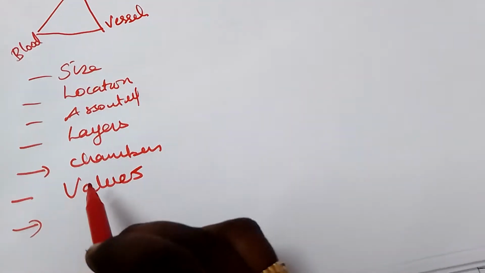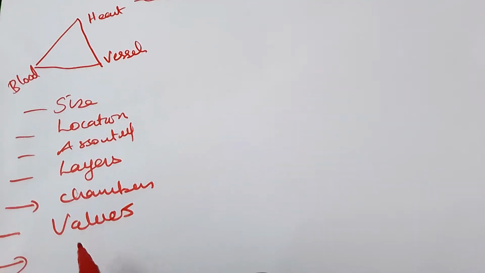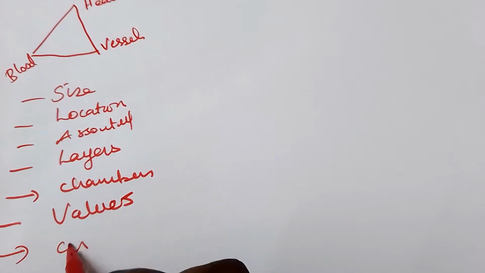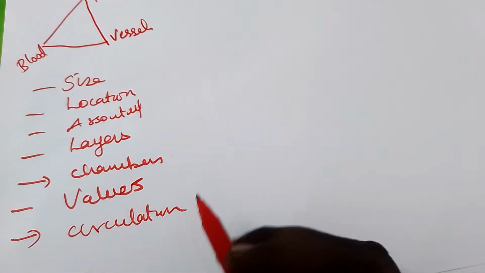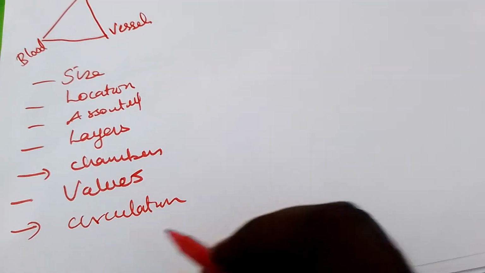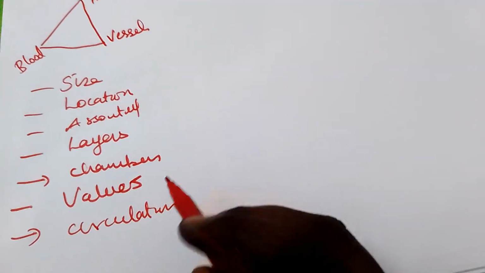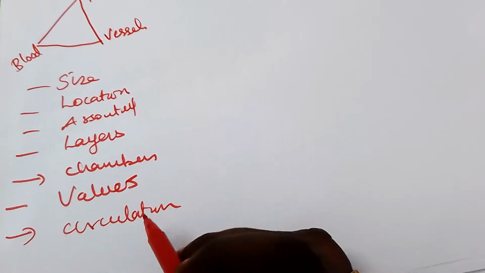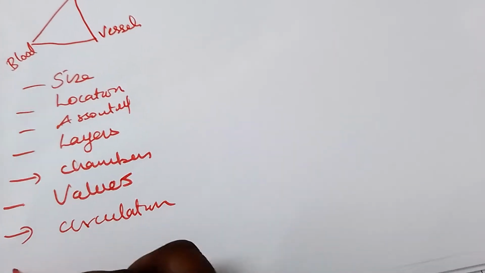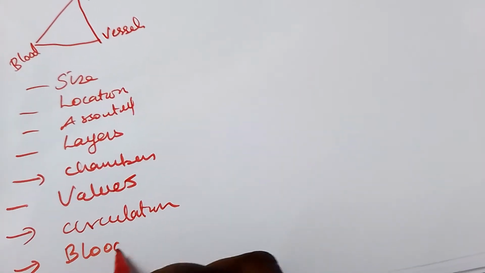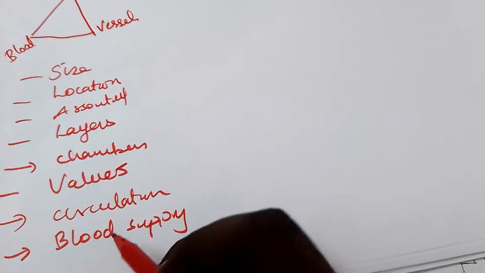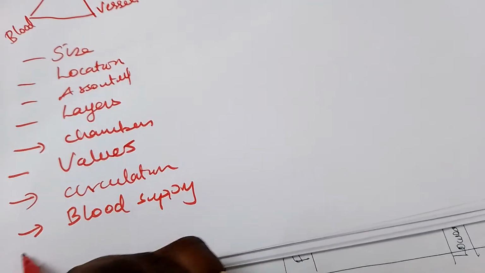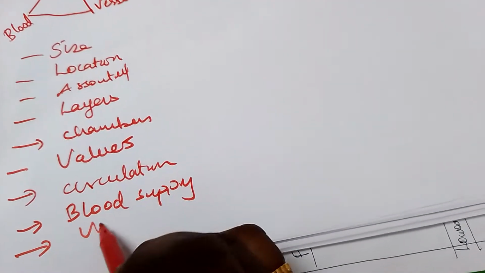Then an important thing to know about this system is the circulation. It is the circulatory system: how the blood is coming from where and how it is being circulated. You should never be confused between the circulation and the blood supply of the heart. The blood supply is different and the circulatory system is different. So we are going to learn the blood supply of the heart and the venous return.